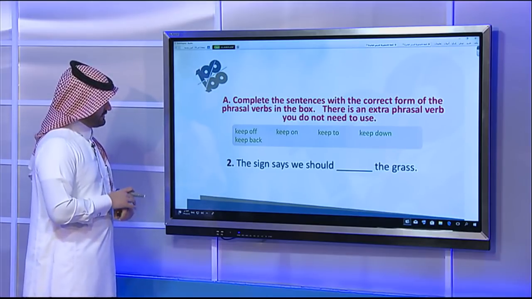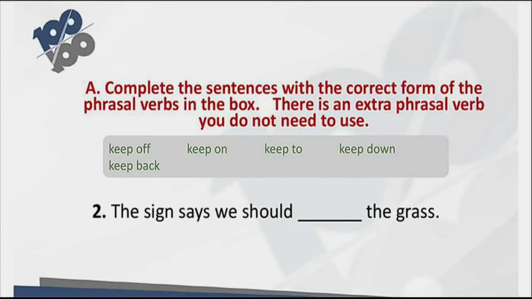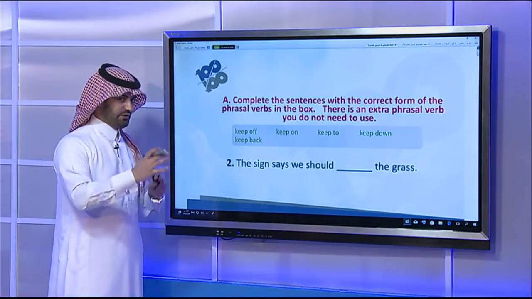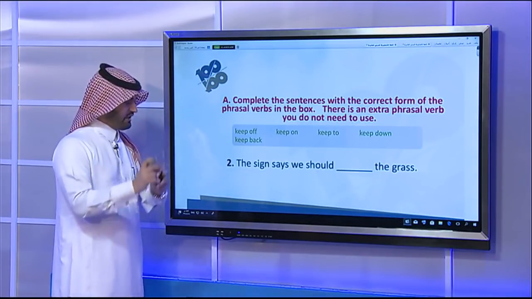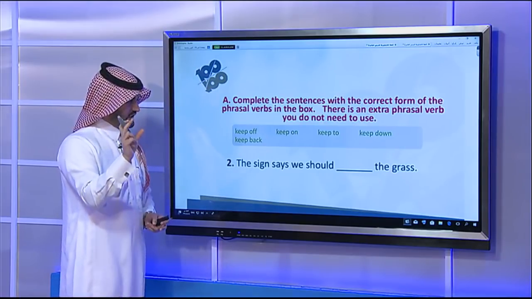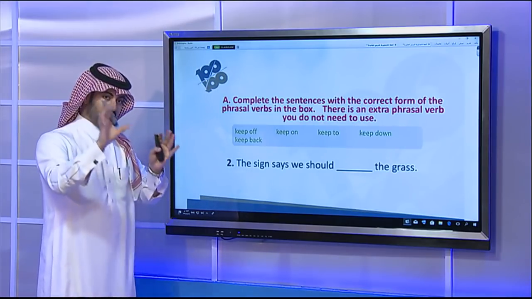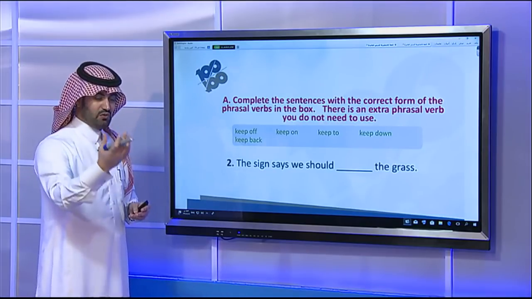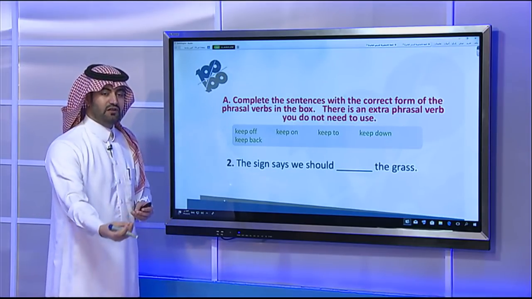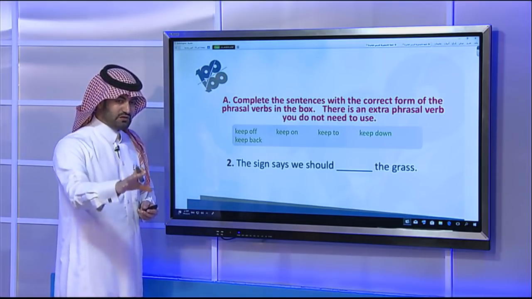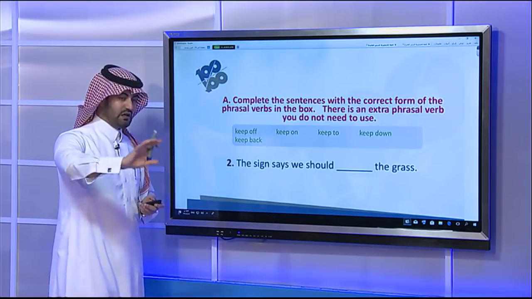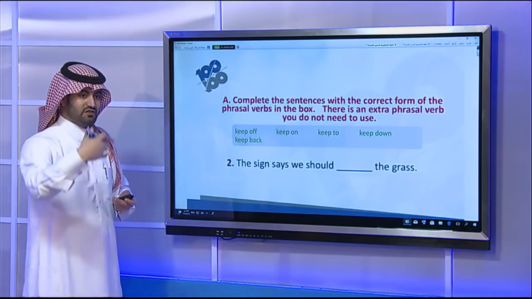The second sentence: the sign says we should the grass. For example, when you are walking on the street or you are in someone's house and you see a sign in the garden or in the park, there is a sign that says you should keep off the grass. You know the grass, the green plant on the earth. Okay, what does the sign mean? Don't touch it, don't be around it, stay away from the grass.